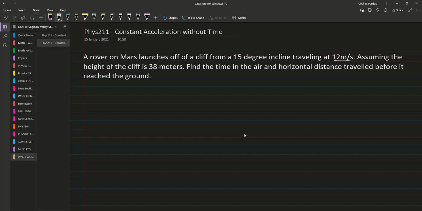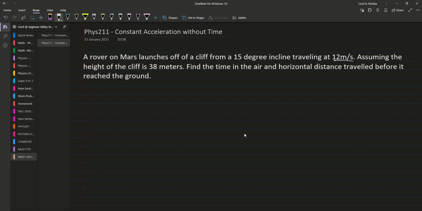In this problem, we're going to be focusing on Chapter 4 concepts, and we're going to be working with a constant acceleration without being given a time. In this problem, a rover on Mars launches off a cliff from a 15-degree incline while traveling at 12 meters per second. Assuming that the height of the cliff is 38 meters, find the time that the rover was in the air and the horizontal distance that it traveled before it reached the ground.